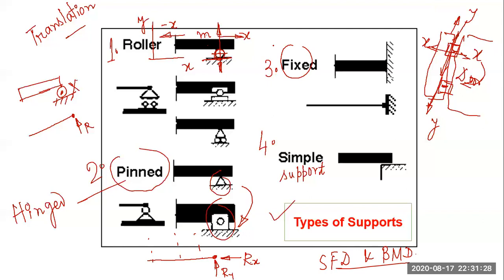Next type of support is fixed joint. What is a fixed joint? Say this is a wall and there is a rod. What we have done, we have cemented that portion.